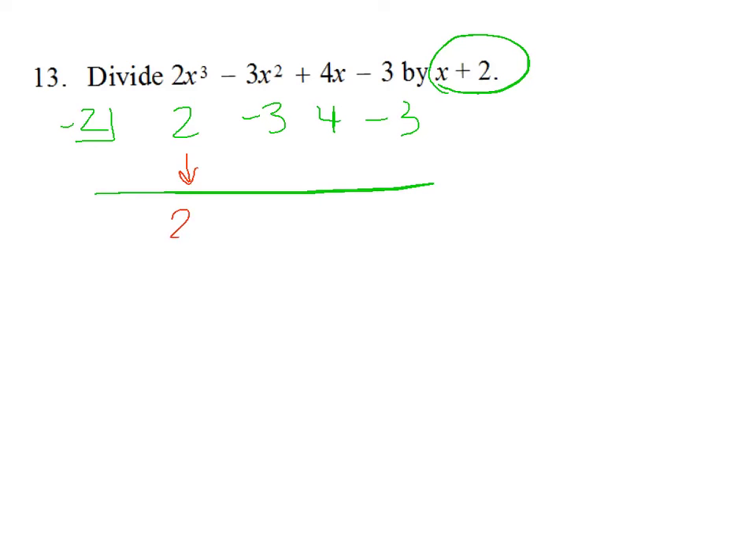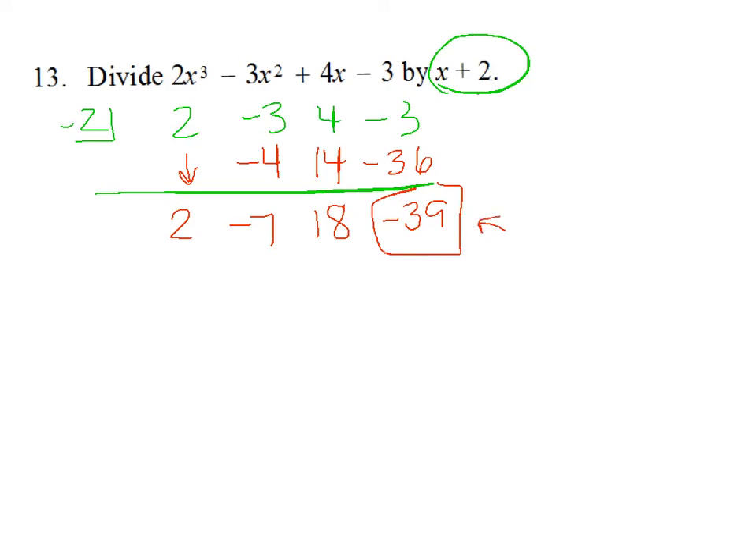So my 2 comes down, 2 times negative 2, negative 4. Negative 3 minus 4 is going to be negative 7. Negative 7 times negative 2 is a positive 14. 4 plus 14 is 18. And 18 times negative 2 gets me negative 36. And negative 3 minus 36 gets me a negative 39.